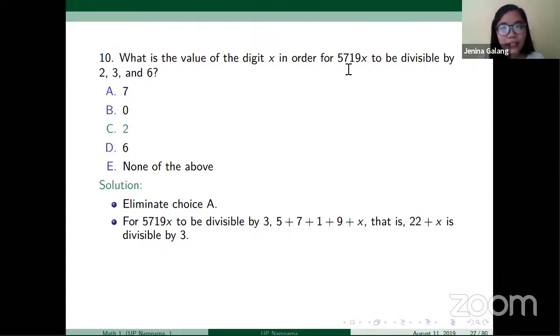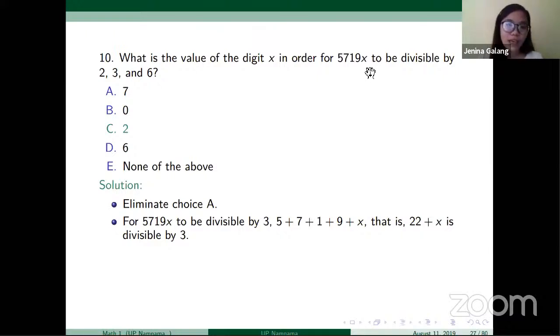So, here, para maging divisible yung 5,719x sa 2, dapat even yung last number natin. So, yung x natin here is dapat even number. And sa choices natin, pwede nating tanggalin yung 7 kasi hindi siya even number. So, we can eliminate choice A.